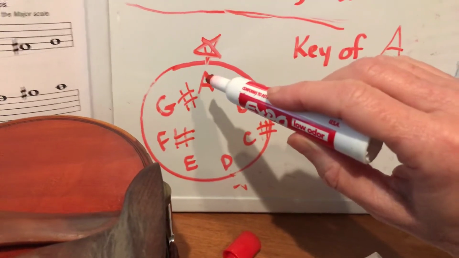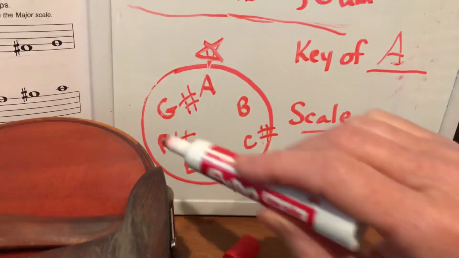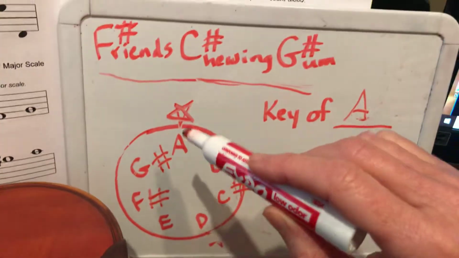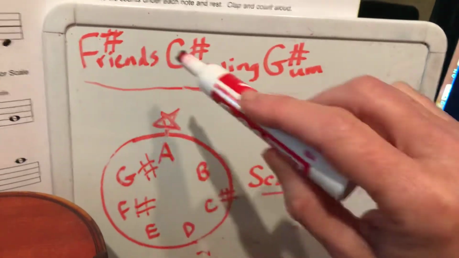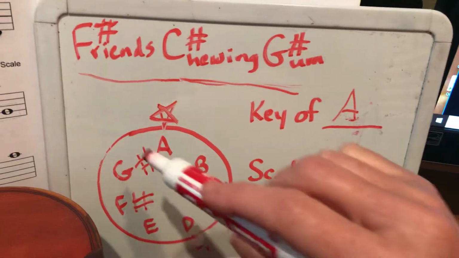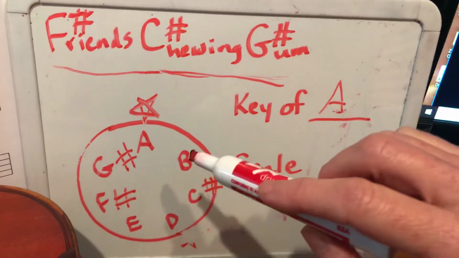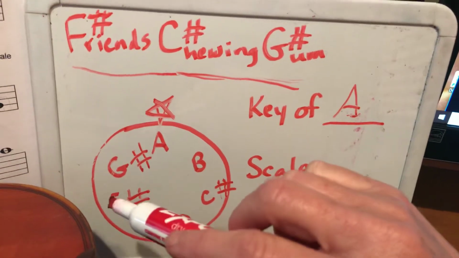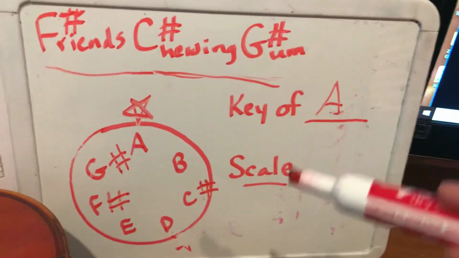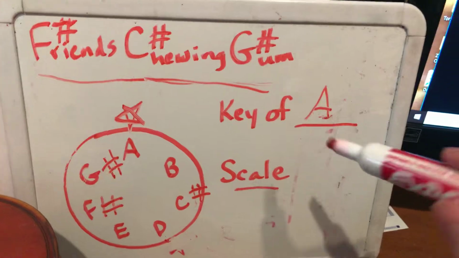So we always start an A scale on an A, and we end on an A. And because we have the 3 sharps, F sharp, C sharp, G sharp, I've marked them in. So let's do the A scale together. A, B, C sharp, D, E, F sharp, G sharp, A. That's the A scale, and we're in the key of A.